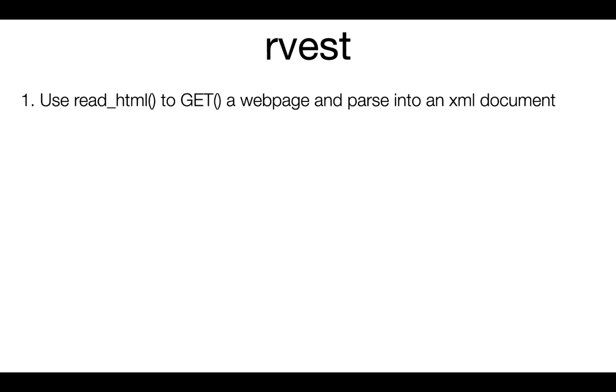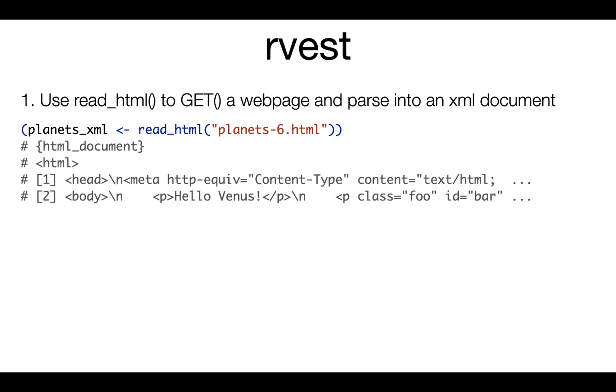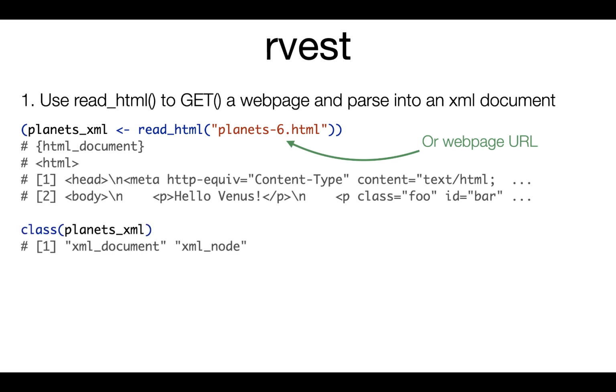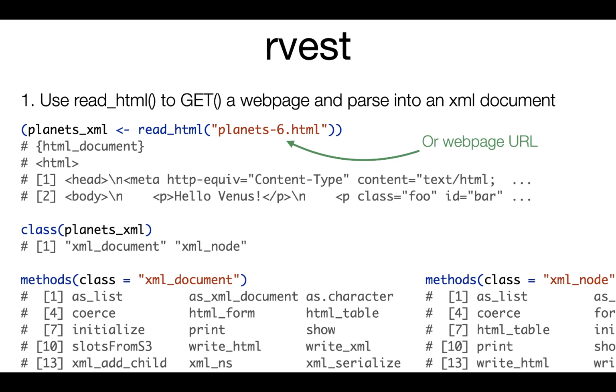Let's see some examples. Again, the first step is going to be to use read_HTML to get a web page and parse it into an XML document. Here I'm going to use that planets web page. So you see me parsing it in, and you can actually see that it says it's an HTML document, and it gives us 2 lines of that file that refer to the header and to the body of that document. In this case, you can actually identify pieces of that HTML file that we wrote. If you want a different web page, of course, you just enter it instead of planets-6.html. The class of the object is an XML document, XML node, and you can look at the methods right there or look them up yourself.